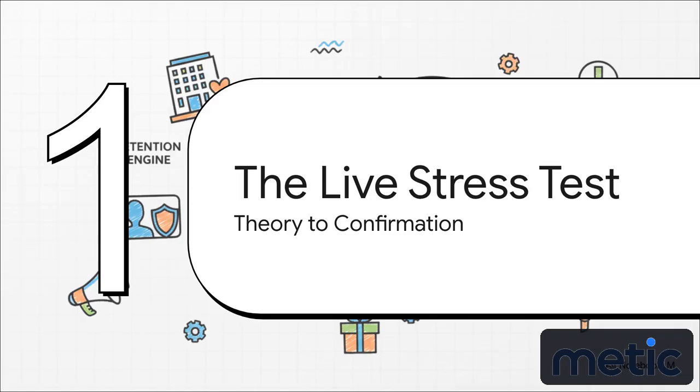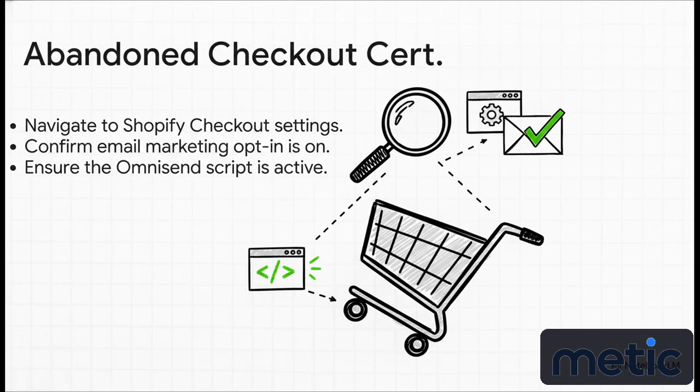Time for section 4, the live stress test. We're moving from just theory to actual confirmation. It's time to turn the key, fire it up, and run some diagnostics to make sure this engine can perform under pressure. Our first diagnostic is on the abandoned checkout flow. This is often the highest ROI automation you've got, but its success relies entirely on a perfect setup. So we've got a simple 3-point check. You need to double check that the marketing opt-in is enabled in Shopify's checkout settings and that the Omnisend script is active. If these aren't right, you're literally just leaving money on the table.